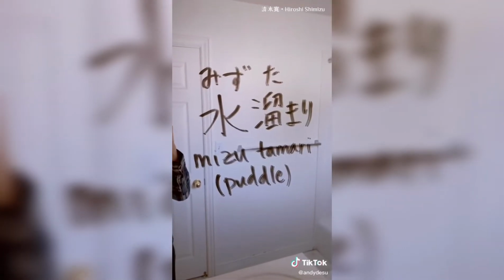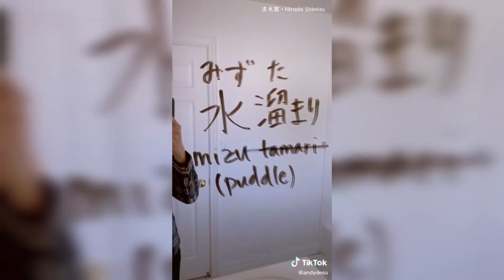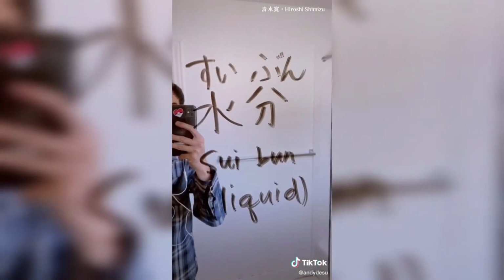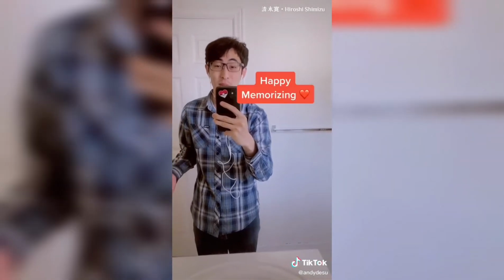The way you pronounce a kanji character depends on the word. For example, this character is pronounced mizu in the word mizutamari, but the same character is pronounced sui in the word suibun. There are over 2,000 kanji characters that are used in modern Japanese, so happy memorizing.